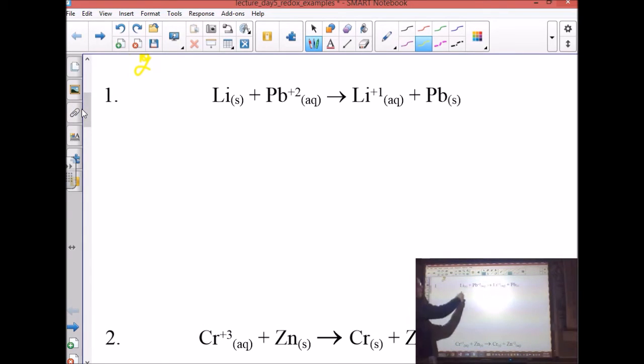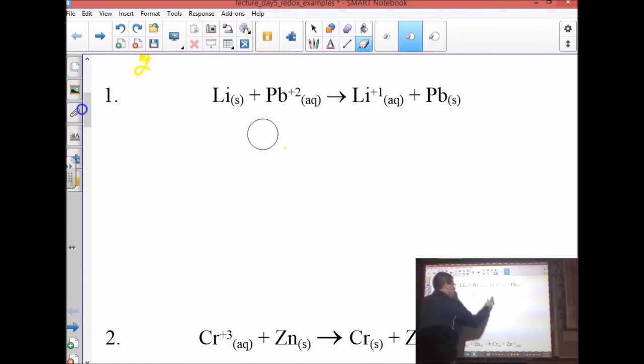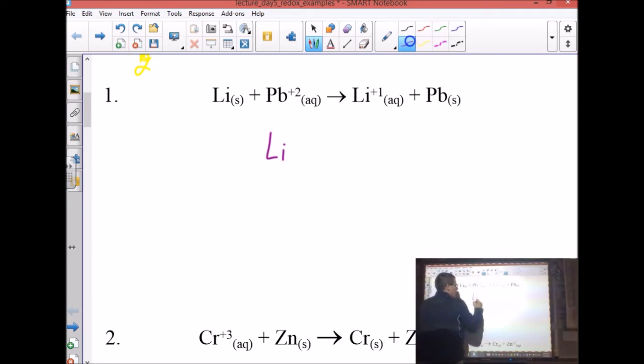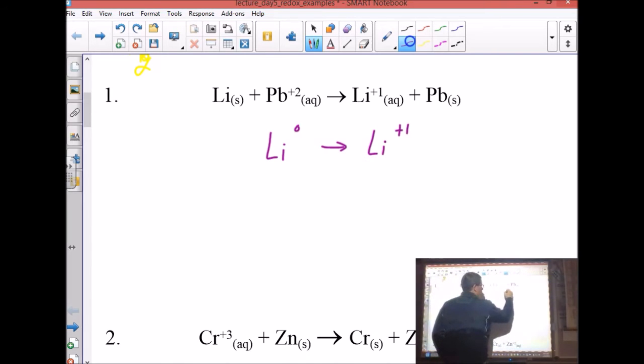All right. So here, this is typical of what you'll see. So let's write the 2 half reactions. And it doesn't matter which one you start with. Do you want to start with the lithium or the lead? Okay, that's fine. So let's use a different color. Yellow. All right, so lithium. And notice it doesn't have a charge. If you choose to write a 0 or leave it blank, it's fine. I'm going to write a 0 just to indicate that there's no charge there, especially since we're doing something that involves charges. So lithium goes from no charge to a +1.